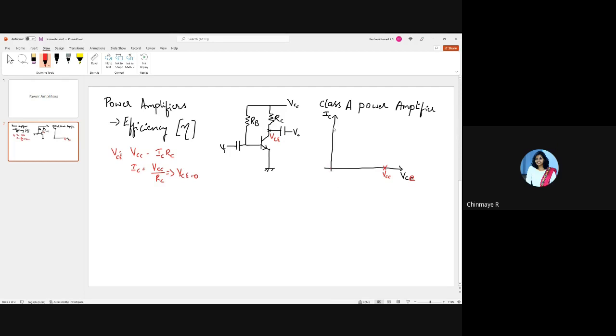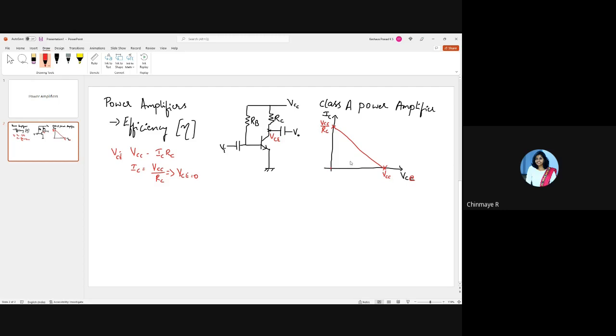At that point of time, the current is maximum, right? So this will be VCC by RC, correct? So if I have to draw the load line, then I'm going to join these two. And it's a straight line basically. Okay, more or less.